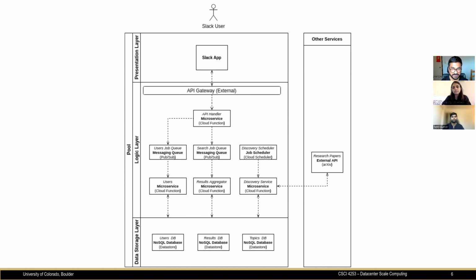The API handler handles these requests and queues a job in the appropriate PubSub queue, so either the user's job queue or the search job queue, and sends back an acknowledgement of the request received to the user. The PubSub queues then, in turn, will invoke the corresponding service, so either the user service or the results aggregator service, in order to execute the job, which will again be interacting with the users DB and the results DB. Once the job completes, an appropriate response is returned to the user that initiated the request through a callback URL that was received by us in the initial request.